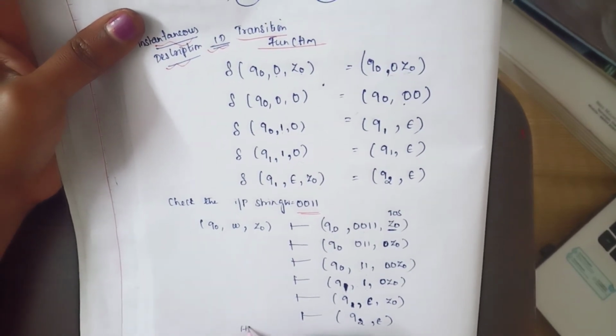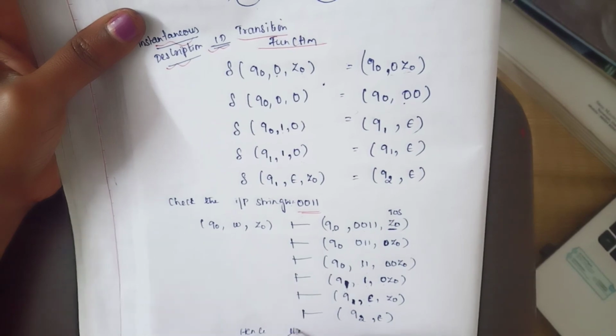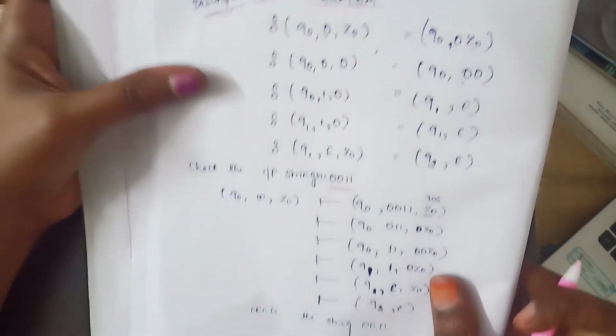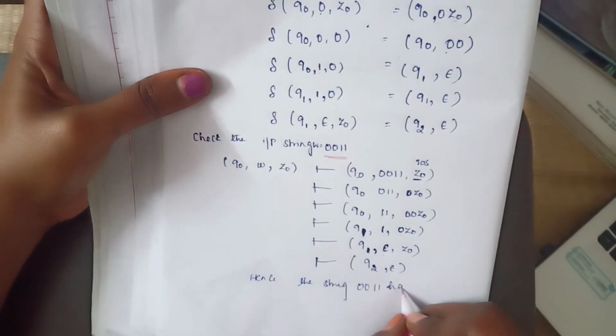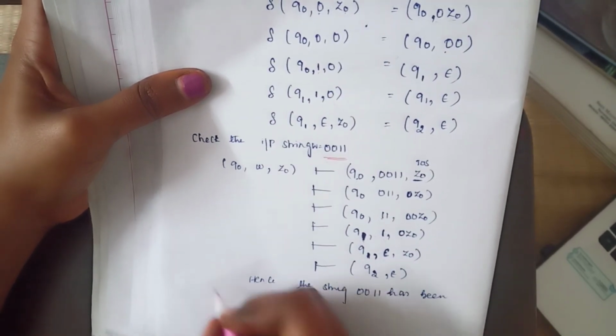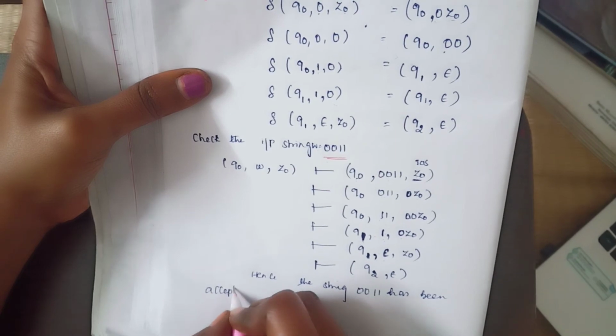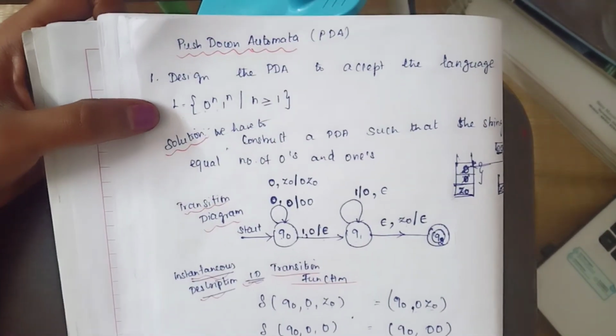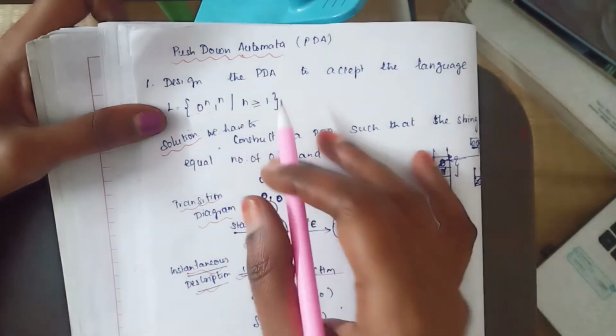So hence the string 0 0 1 1 has been accepted. This is the way we have to draw a PDA for the particular language.